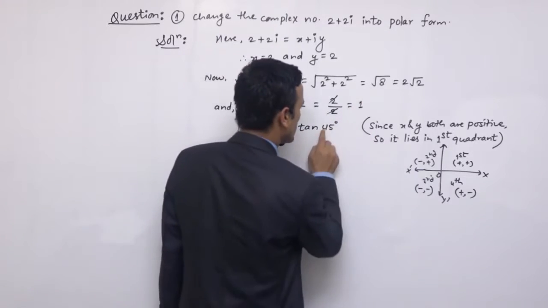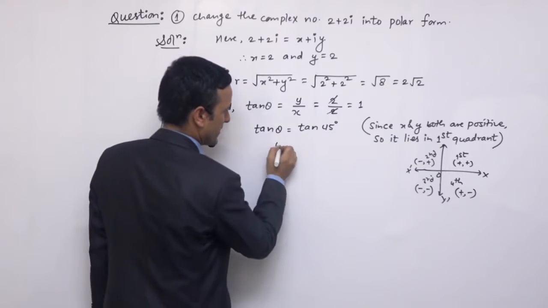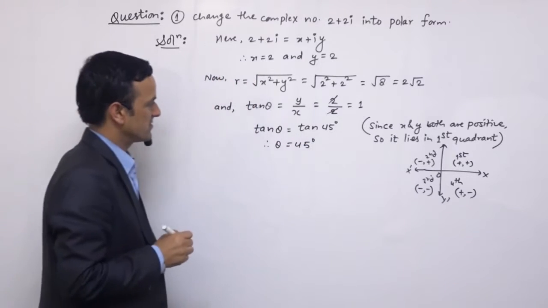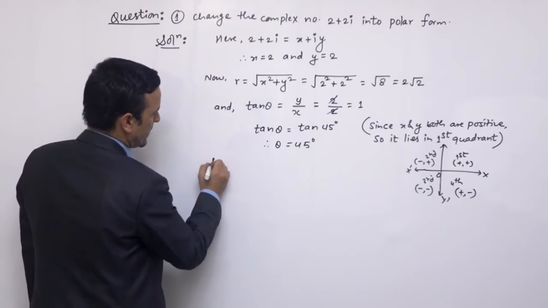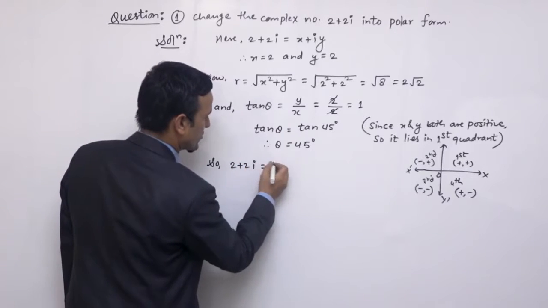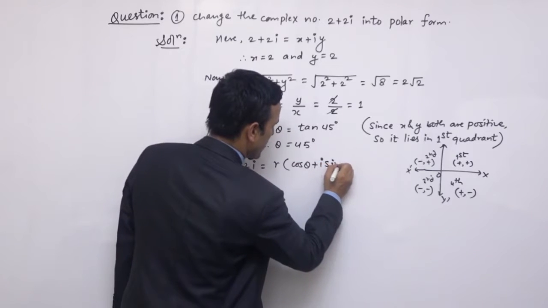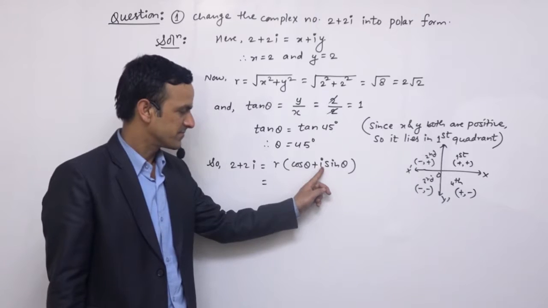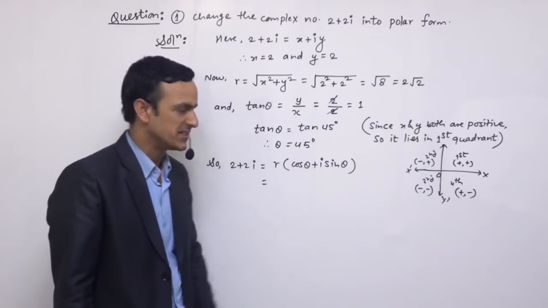So tan theta को भ्यालु 45 हुन्छ. यहाँ दुवैतिरको tan इलिमिनेट गरियो भने हामी पाउँछौं 45 डिग्री. So theta is equal to 45 degree. So 2 plus 2i is equal to, our polar form is r times cos theta plus I times sin theta.